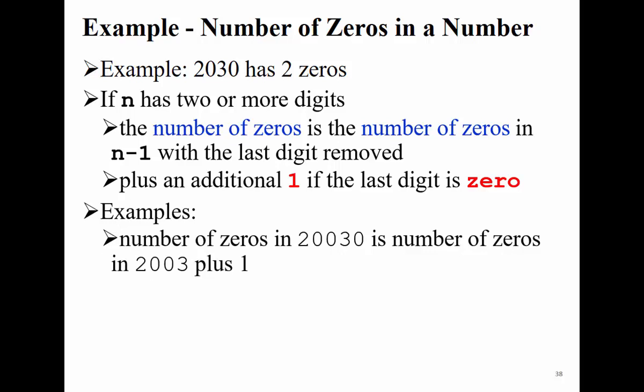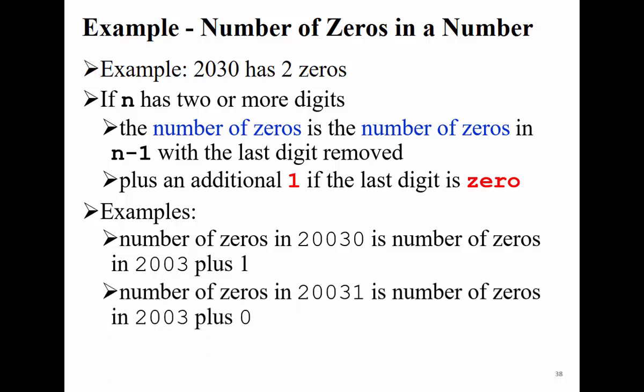So we look at the number. How many digits are inside the number? Let's say n digits. So the number of zeros in n digits is equal to the number of zeros in n minus 1 digits plus 1 if the last digit is equal to 0. For example, if we have 20030, the number of zeros in 20030 is equal to the number of zeros inside 2003 plus 1, because the last digit is equal to 0. In this case, 20031, the number of zeros will be the number of zeros in 2003 plus 0, because the last digit is not equal to 0.